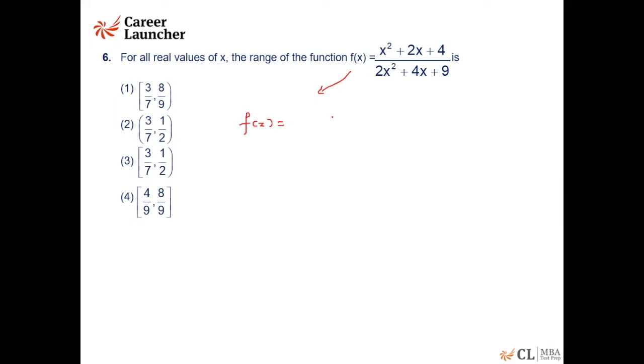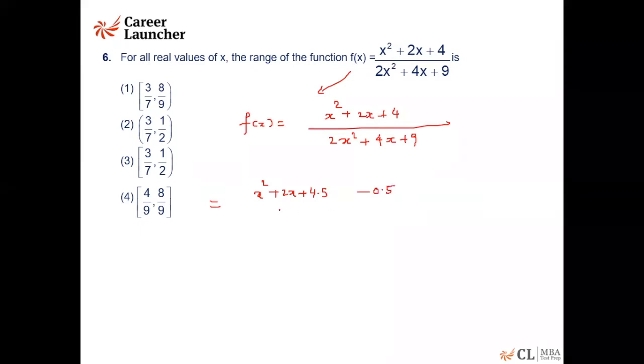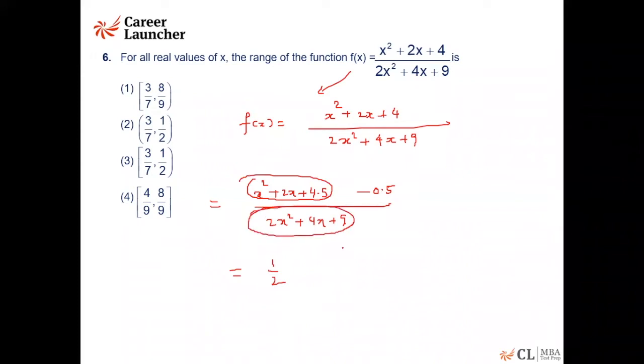F of x is equal to x squared plus 2x plus 4 by 2x squared plus 4x plus 9. So let me write the numerator as x squared plus 2x plus 4.5 minus 0.5 divided by 2x squared plus 4x plus 9. So this can now be written as 1 by 2, that comes from this by this, minus 0.5, or let me say 1 by 2 times 2x squared plus 4x plus 9.